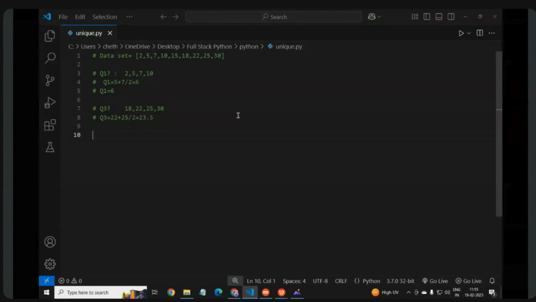So now we have to find the IQR. IQR is equal to Q3 minus Q1. So how much will it give? Q3 minus Q1, 23.5 minus 6. How much will it give? 17.5. Okay, so like this we have to find the IQR, the range.